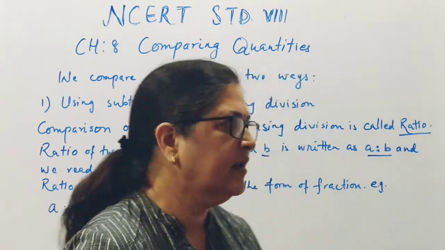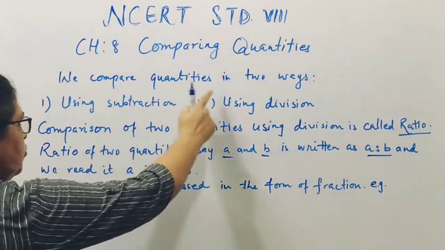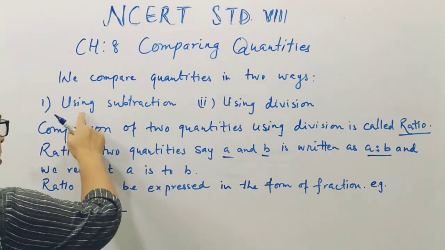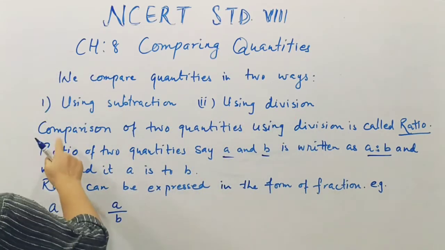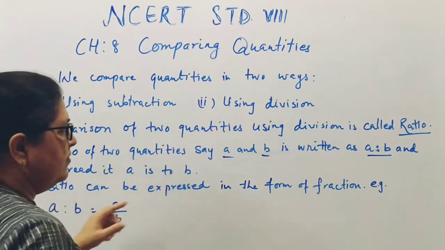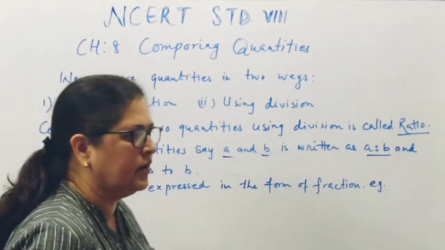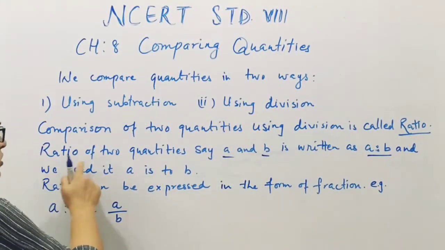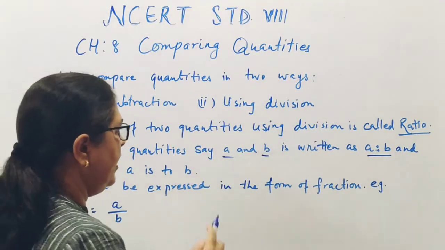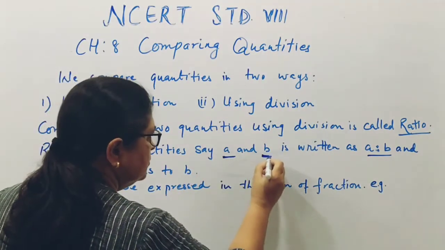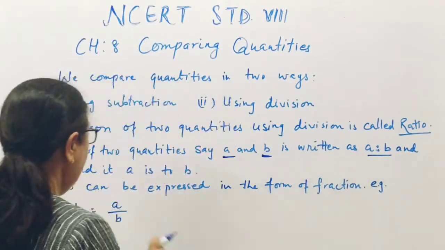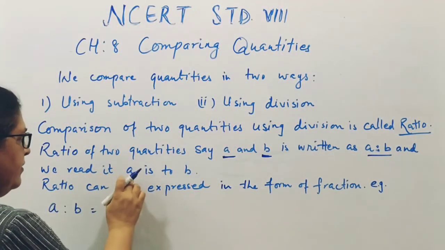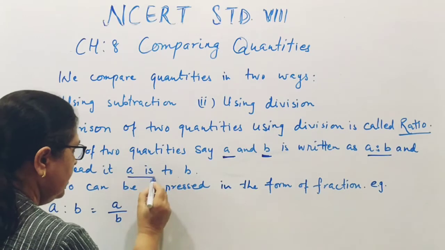So the comparison can be done in two ways. Number one, using subtraction. Number two, using division. Comparison of two quantities using division is called ratio. Ratio of two quantities, say A and B, is written as A is to B, and we read it as A is to B.